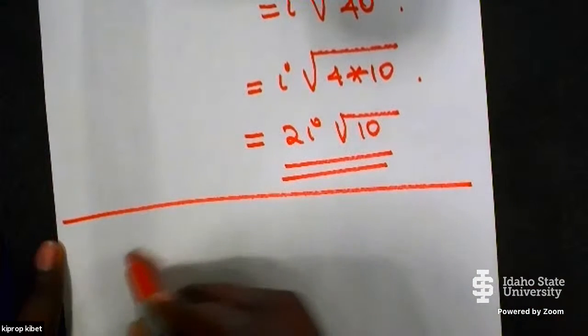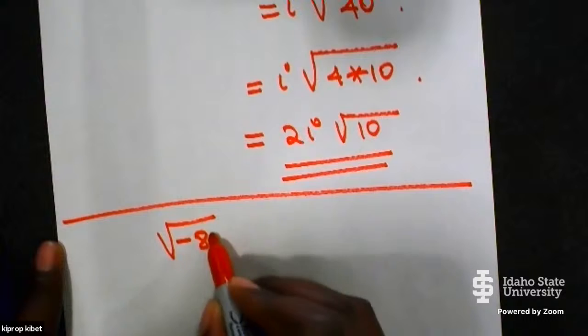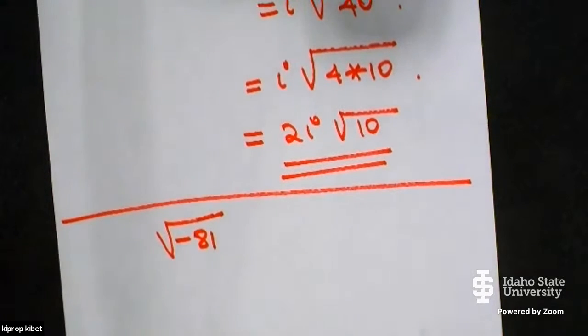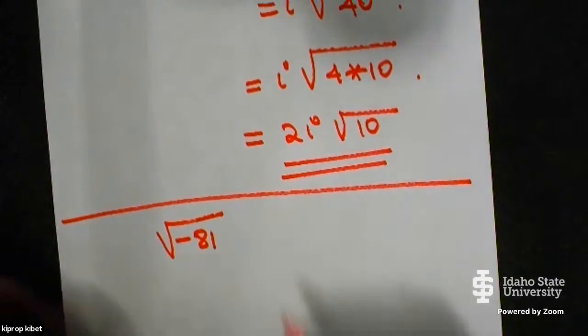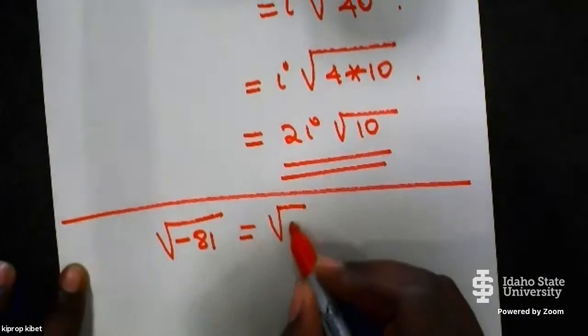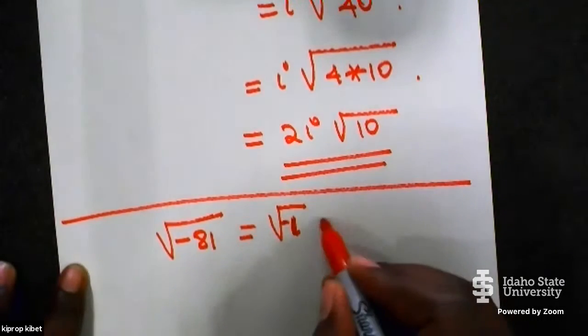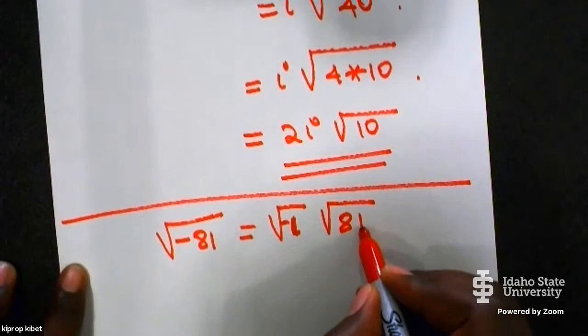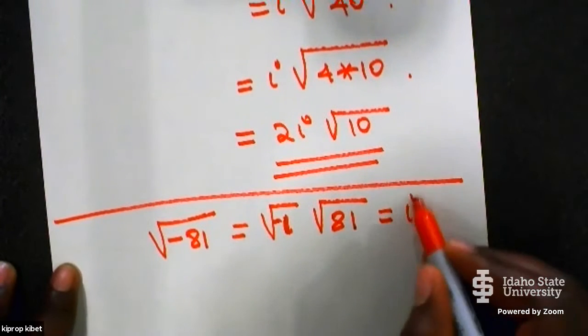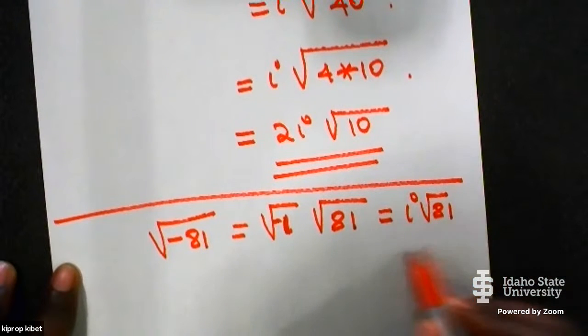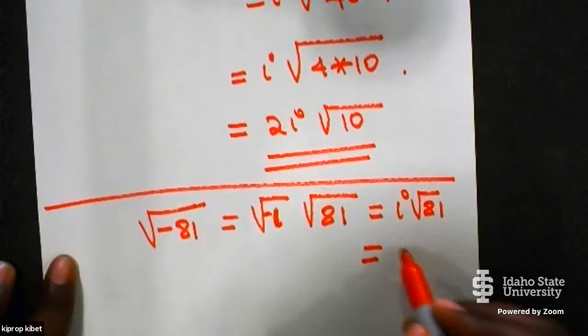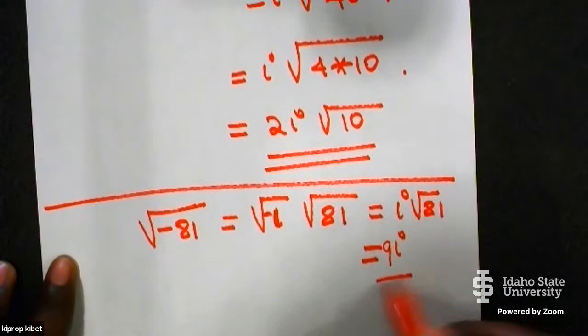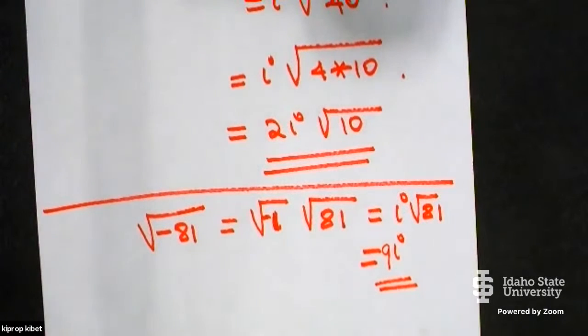Another example, the square root of -81. So this is equal to the square root of -1 times the square root of 81. And this is equal to i, the square root of 81. And finally, this one is equal to i times what? Is it 9? So you get 9i.